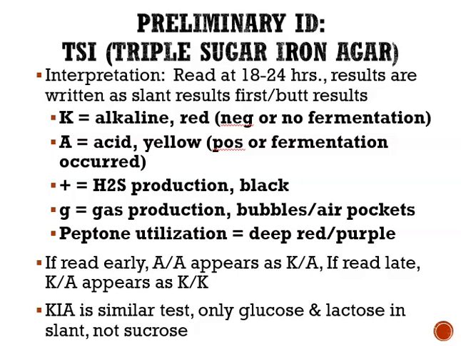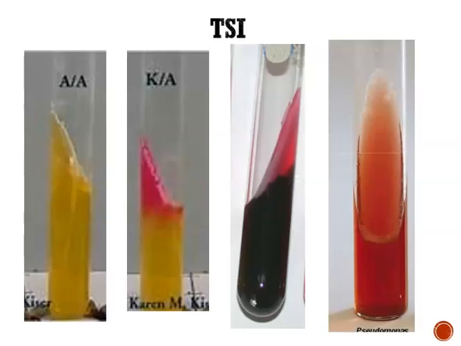With that, if you read it too early, this is going to happen where one that should be A over A is going to appear as K over A, and that's just because it's not had enough time for that carbohydrate to have been utilized yet. And then the KIA is another similar test, one that's similar to the TSI, but only glucose and lactose are utilized and not sucrose. And here's that picture again, just of some different TSI results.